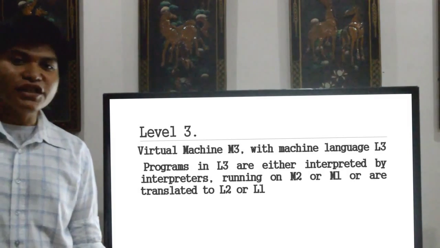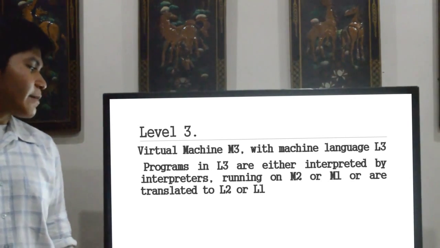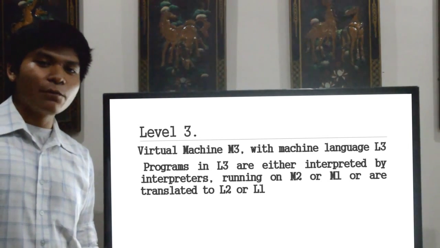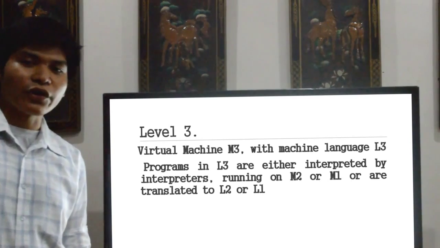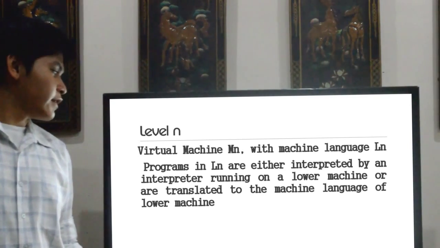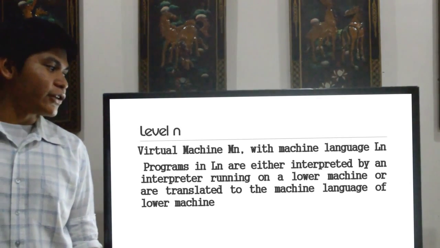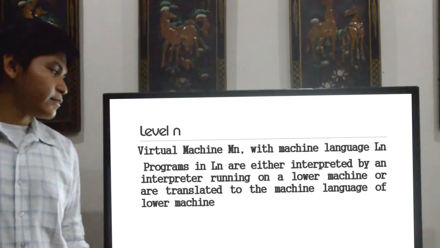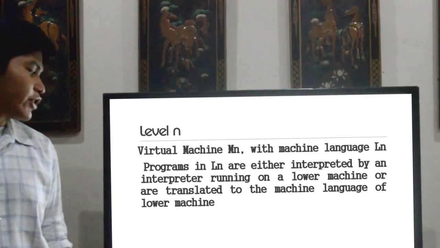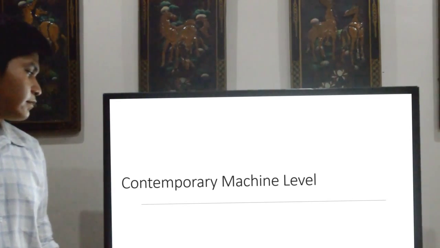Level 3, virtual machine M3 with machine language L3. Programs in L3 are either interpreted by interpreters running on M2 or M1 and are translated to L2 or L1. Level N, virtual machine MN with machine language LN. Programs in LN are either interpreted by an interpreter running on a lower machine or translated to the machine language of the lower machine. Contemporary multi-level machines.